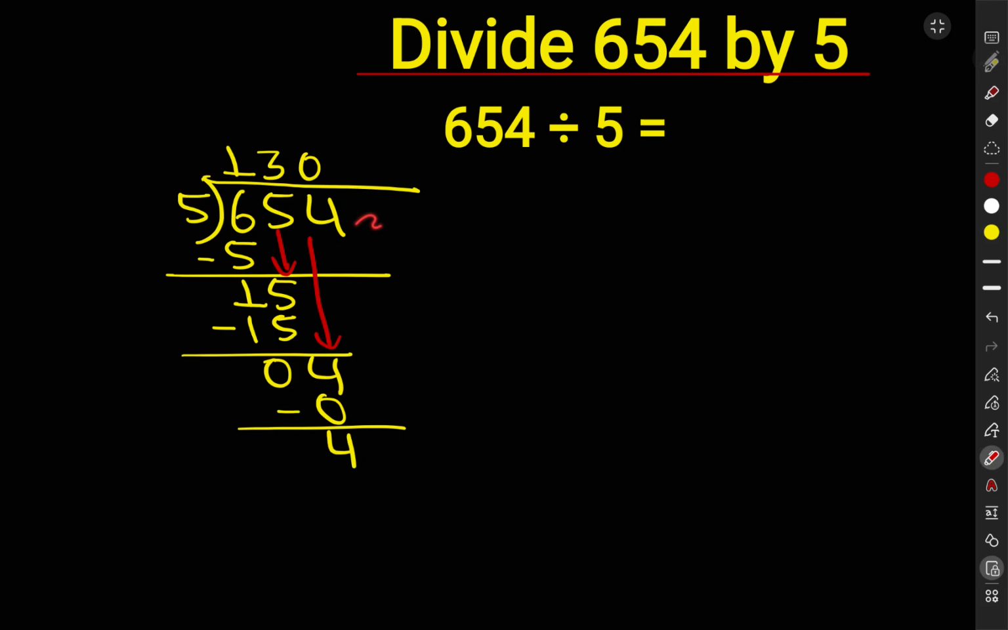So now we have no other number to put down. So we take a decimal here so that we put 0. So it is 40 and 5 times 8 is 40. On subtracting we get 0.